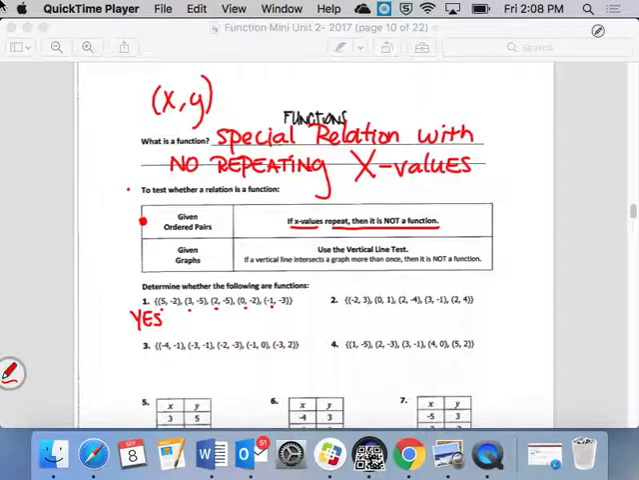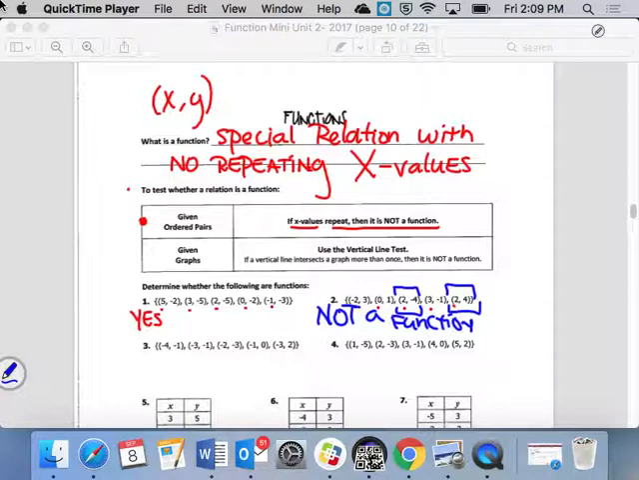When I look at number 2, I've got -2, 0, 2, 3, and 2. I see that 2 repeats. 2 occurs the first time with -4, 2 occurs again with +4. So I would say that the data represented in number 2 is not a function because of the repeating x values. Repeating y values are okay, but repeating x values are not okay.